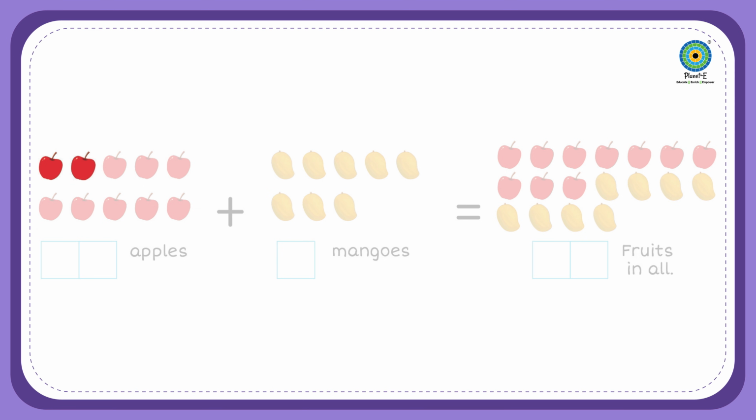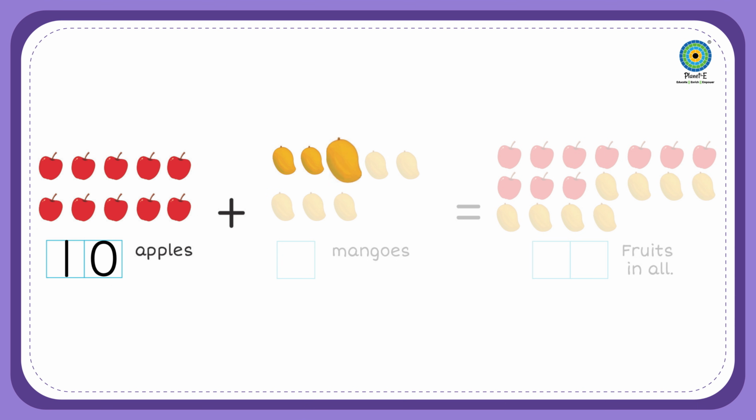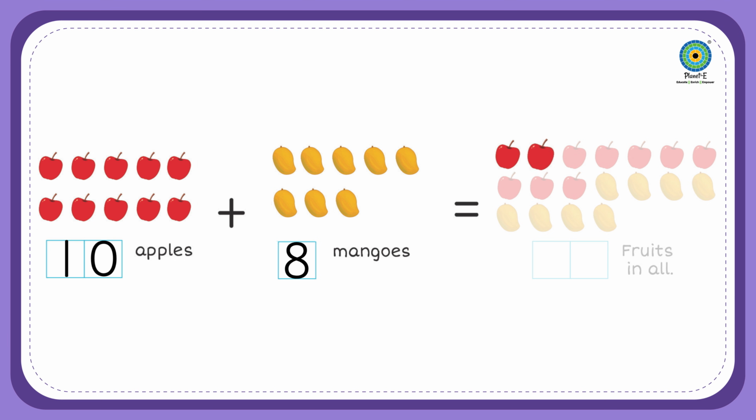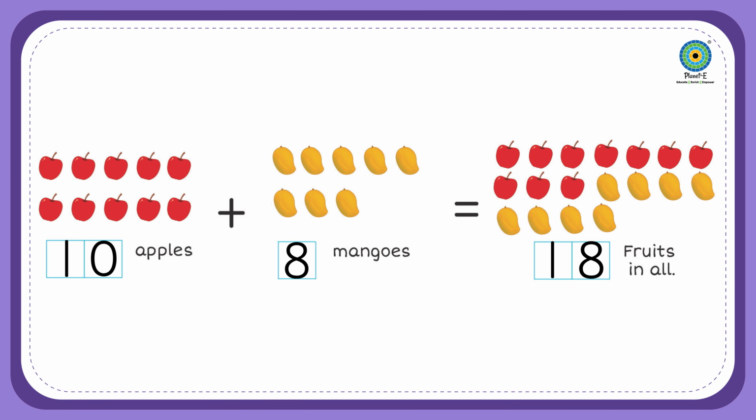Let us count the apples we have. 1, 2, 3, 4, 5, 6, 7, 8, 9, 10. 10 apples. Plus 1, 2, 3, 4, 5, 6, 7, 8. 8 mangoes. Equals 1, 2, 3, 4, 5, 6, 7, 8, 9, 10, 11, 12, 13, 14, 15, 16, 17, 18. 18 fruits in all. So 10 apples plus 8 mangoes is equal to 18 fruits in all.